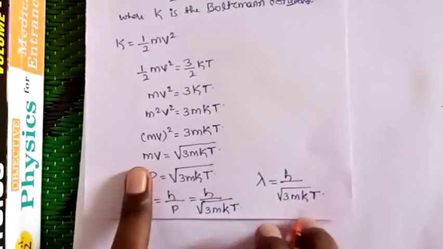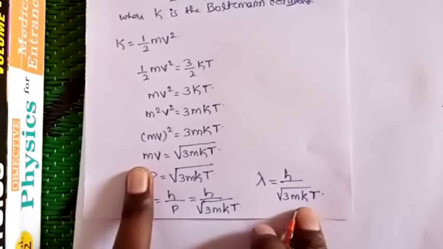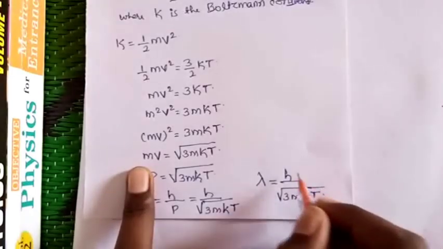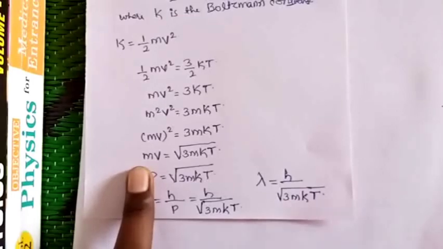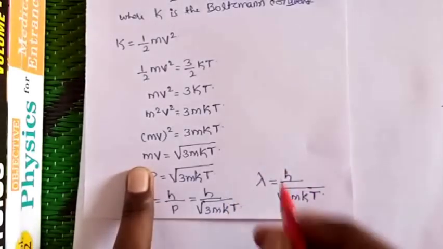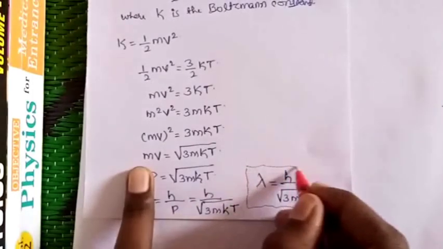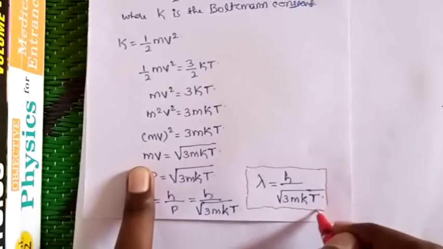So remember here, small k is nothing but Boltzmann constant and T is the temperature and h is the Planck's constant, m is the mass of the moving particle, and it is the relation between de Broglie wavelength and temperature.